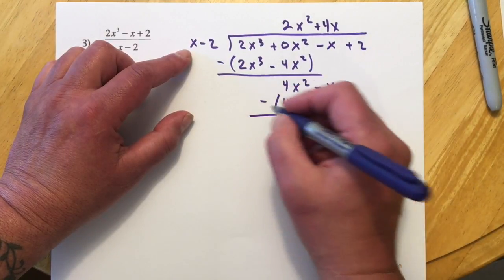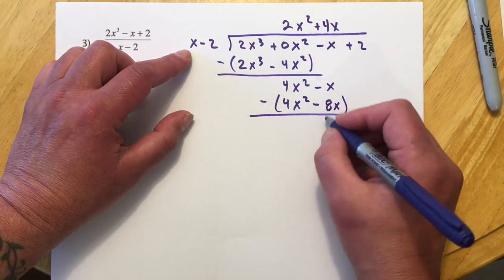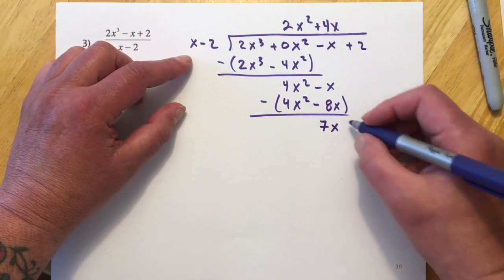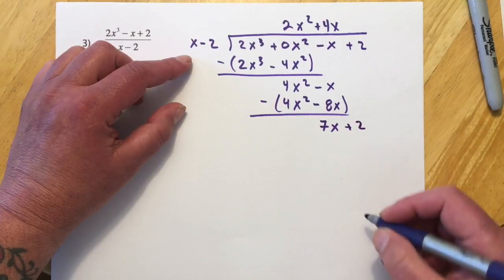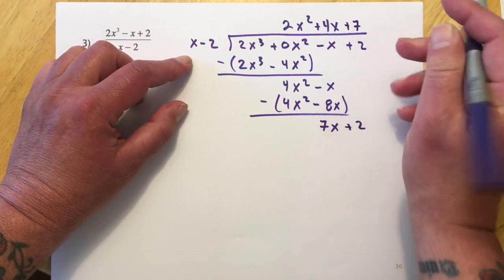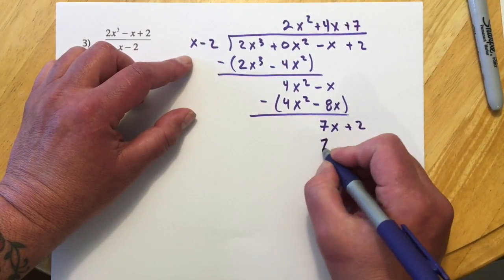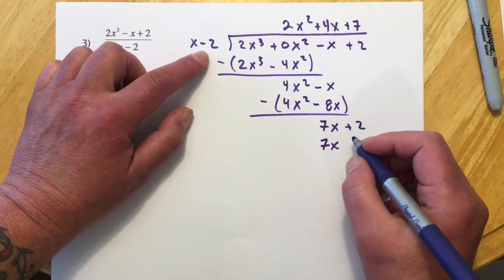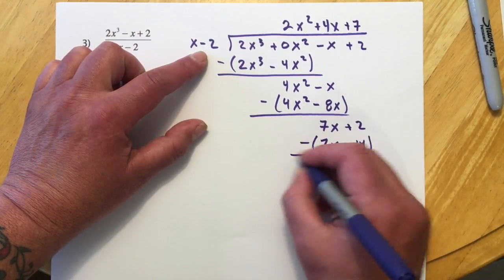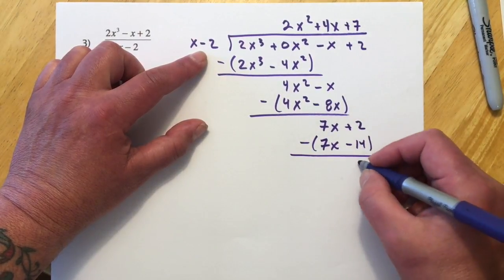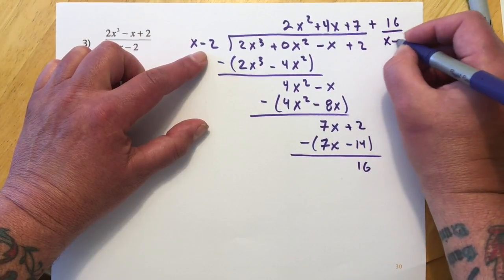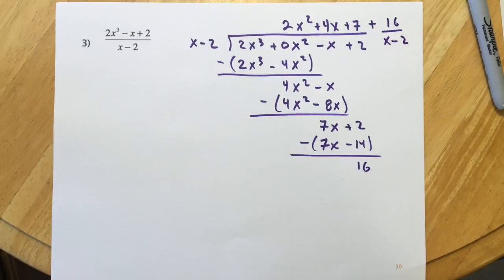Those are gone. Minus, minus, minus. That's minus 1 plus 8, so that's 7x. And then bring down the 2. And this would have to have a 7. So 7 times x, 7x, 7 times 2, minus 14. And subtracting, I get remainder 16. So this will be plus this time 16 over x minus 2.